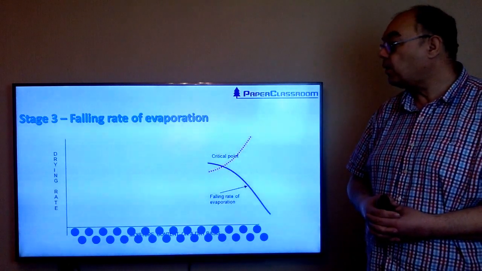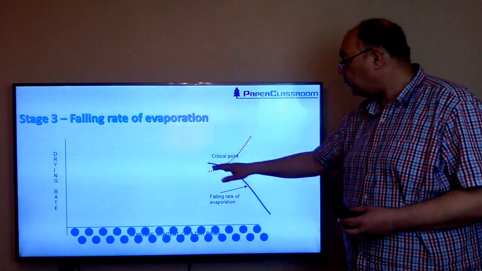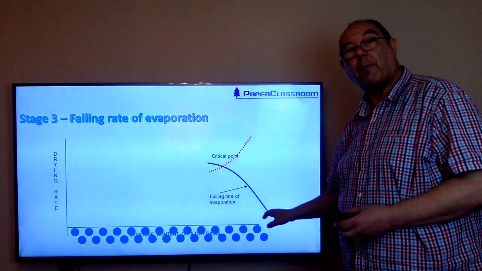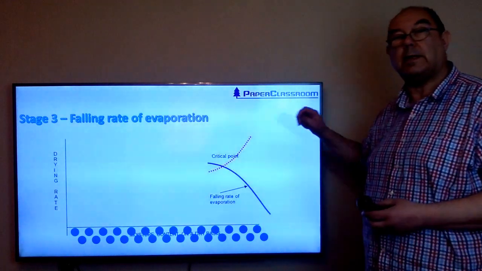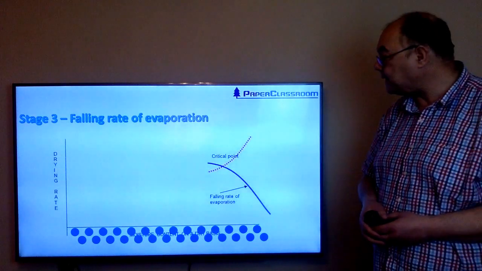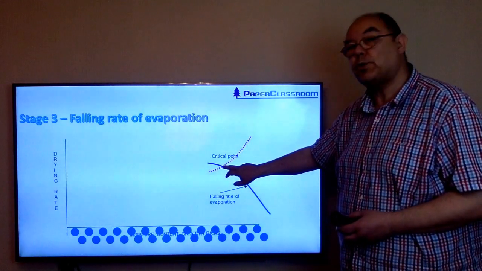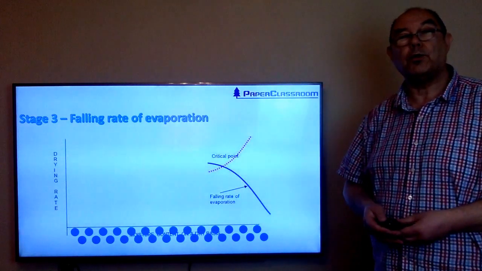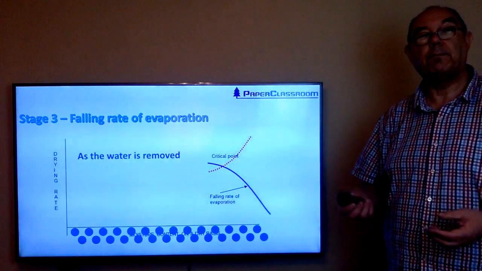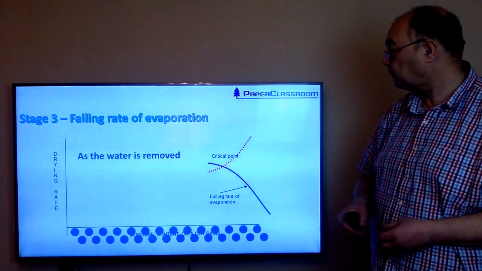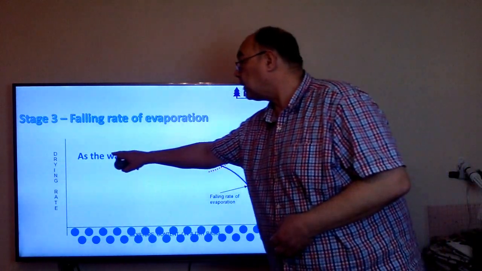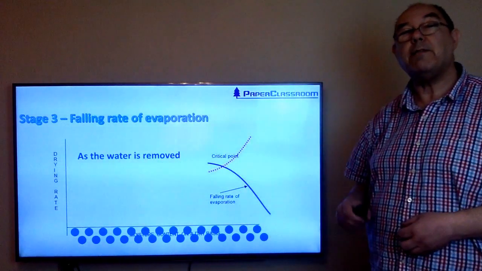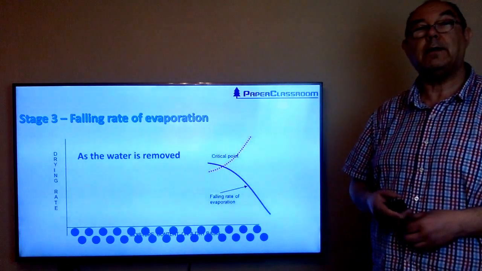So, the third stage of drying. Here we see the evaporation rate is falling, and here we see the sheet temperature is rising, and this point where the 2 curves intersect is known as the critical point. So, why is the rate of evaporation falling? It's falling because there's no more water left to be evaporated, therefore the evaporation rate must fall.